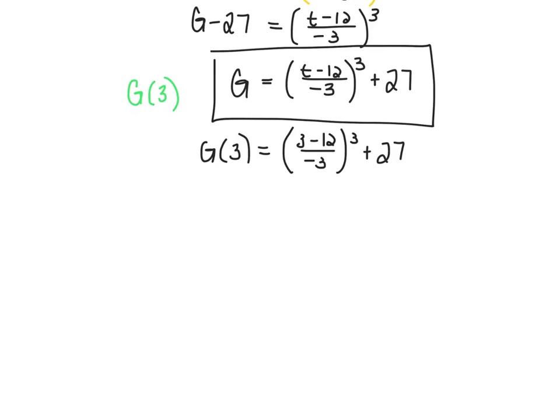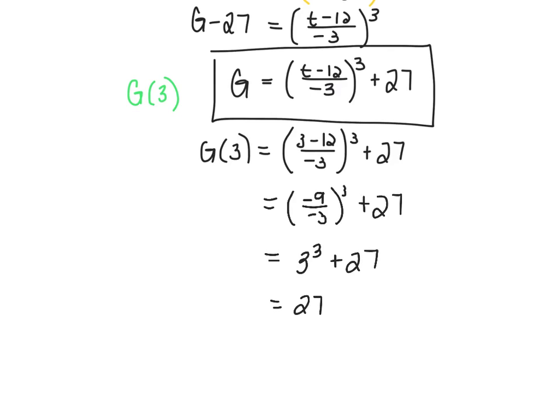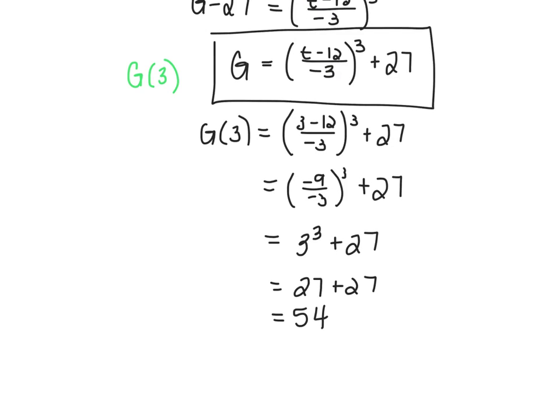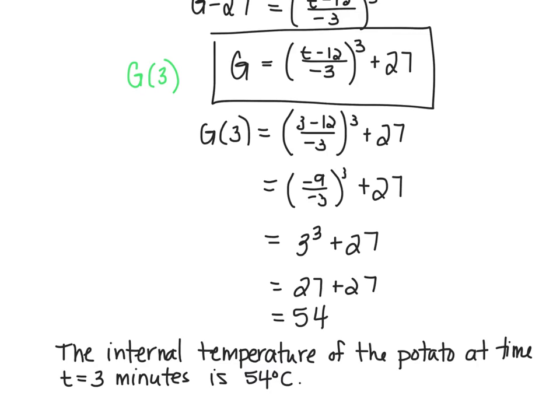Now, this is one of those problems where you need to actually find an answer because it says find the value. So we're going to subtract. We get -9 over -3 cubed plus 27. That becomes 3 cubed plus 27. 3 cubed is 27, so 27 plus itself is 54. And since this is a free response problem, I'm going to provide my answer in a sentence just so I'm sure that I've given all the information. So the internal temperature of the potato at time t equals 3 minutes is 54 degrees Celsius.